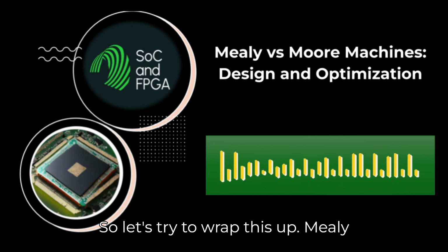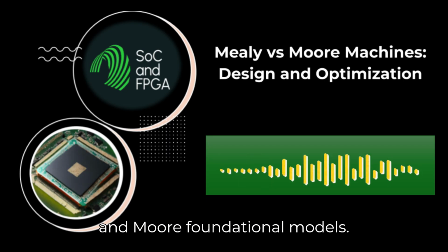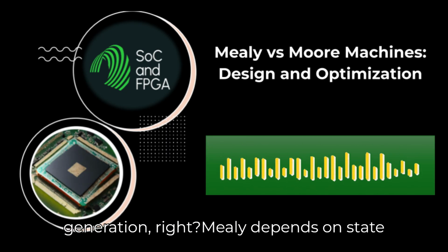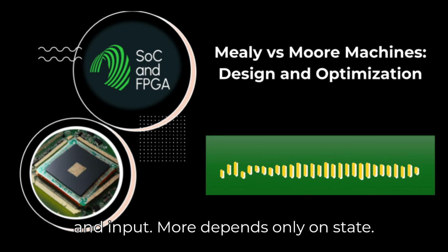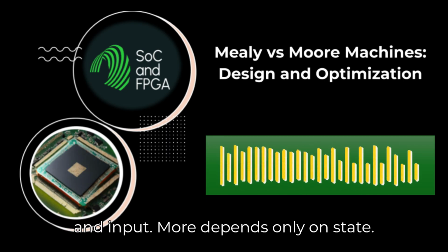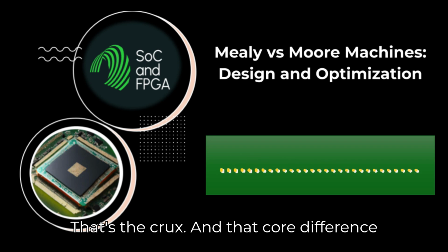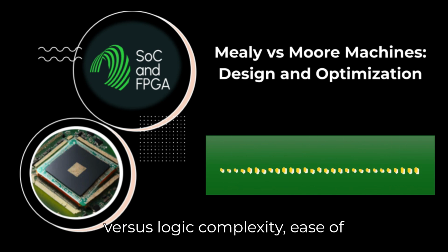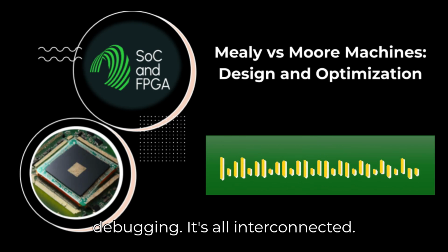So let's try to wrap this up. Mealy and Moore. Foundational models. Fundamental difference in output generation. Right. Mealy depends on state and input. Moore depends only on state. That's the crux. And that core difference leads to all the trade-offs we discussed. Speed versus stability, state count versus logic complexity, ease of debugging.